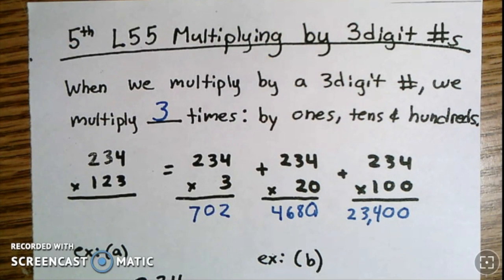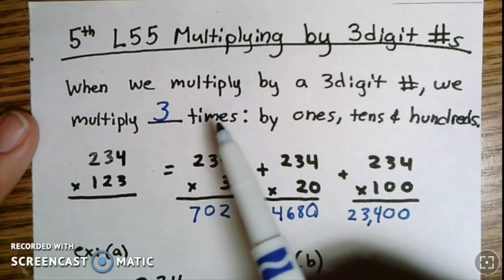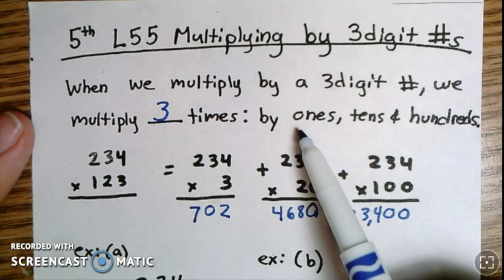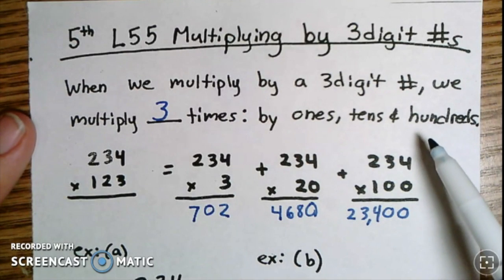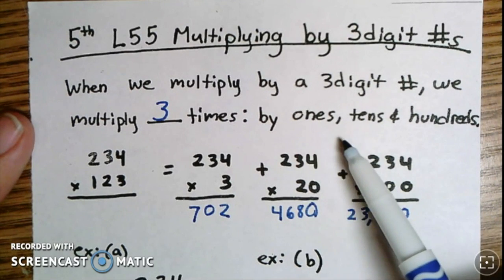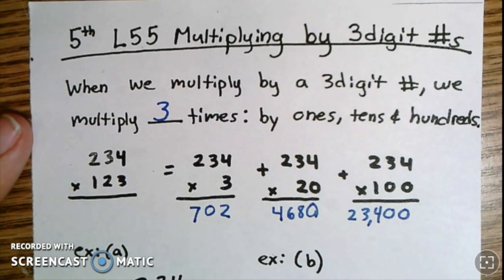Welcome to lesson 55 on multiplying by three-digit numbers. When we multiply by a three-digit number, we multiply 3 different times. We're going to multiply by the ones, then by the tens, and then by the hundreds. And then we're going to do just what we did when it was 2 digits. We're going to add up all the products.